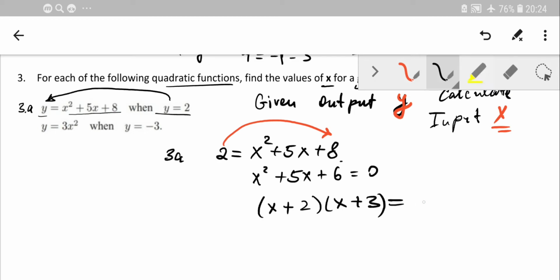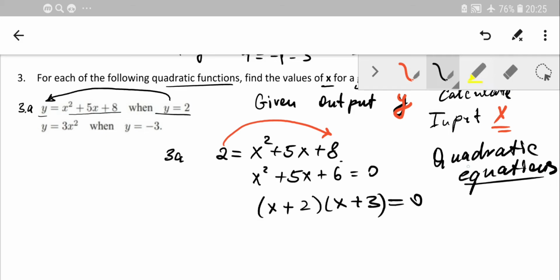For those who don't understand why it is so, I'll give the reference to factorizing. We did it before when we used to solve quadratic equations. So check the quadratic equations topic, and you'll find how to solve that. Okay, so next, from where we will get x equals negative 2 and x equals negative 3.